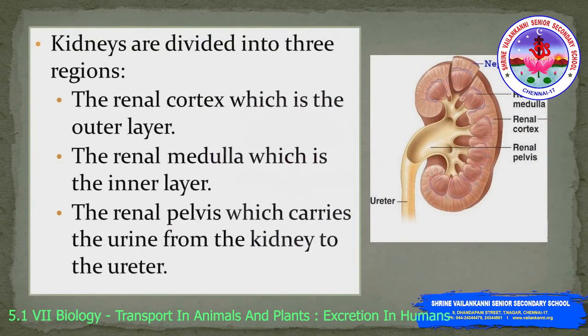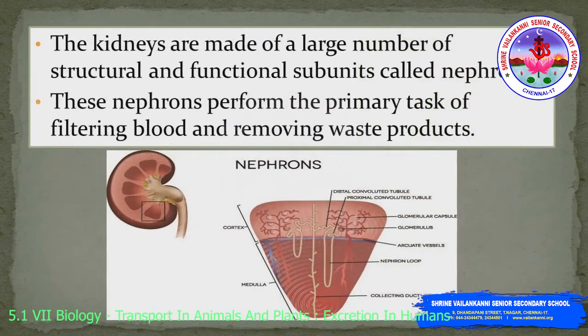Kidneys are divided into three regions: the renal cortex, which is the outer layer, the renal medulla, which is the inner layer, and the renal pelvis, which carries the urine from the kidney to the ureter, as you can see in this picture. The kidneys are made of a large number of structural and functional subunits, which are called nephrons. These nephrons perform the primary task of filtering the blood and removing the waste products.